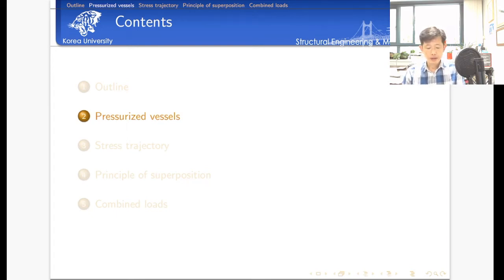Alright, so now let's talk about pressurized vessels. The pressurized vessels would be translated to 압력 용기. So 압력밥솥 would be one good example of 압력 용기. So what kind of pressurized vessels can we handle in our actual practice?